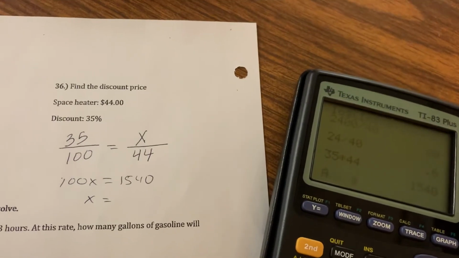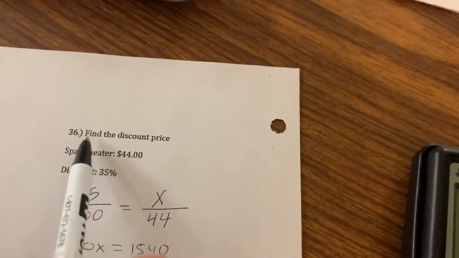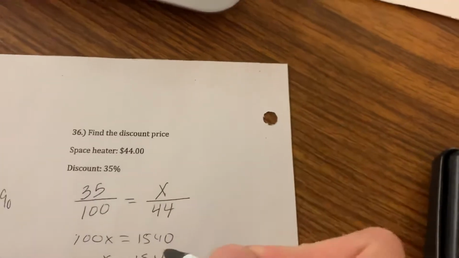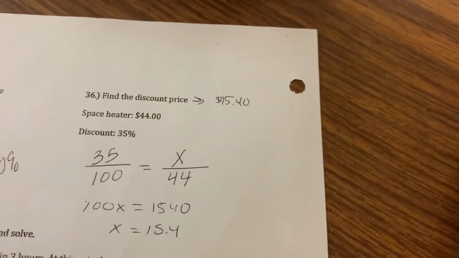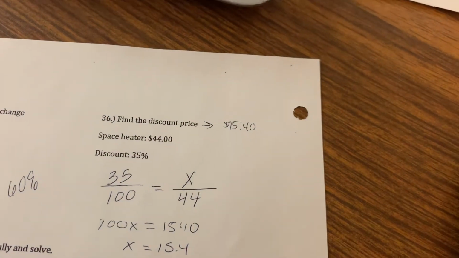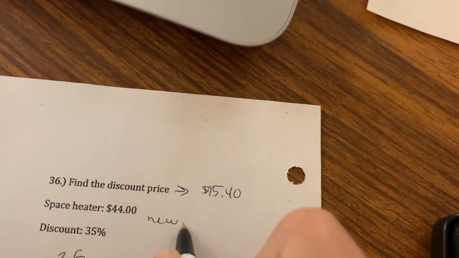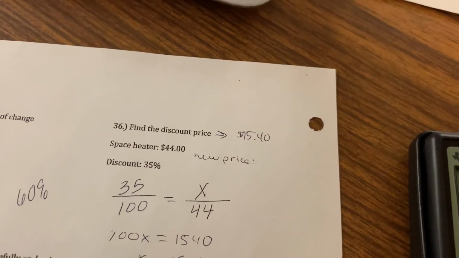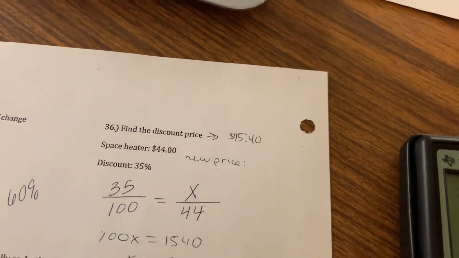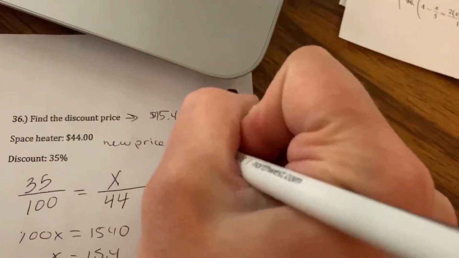Well, it says the discount would be $15.40, but they want the discounted price. The discount price. Oh, okay. The discount would be $15.40. It says find the discount price. I'm not sure what it's exactly asking. Like the textbook asks questions like that. So if they ask for the discount price, it's $15.40, but the new price would be $44 minus $15.40, which would be $28.60.